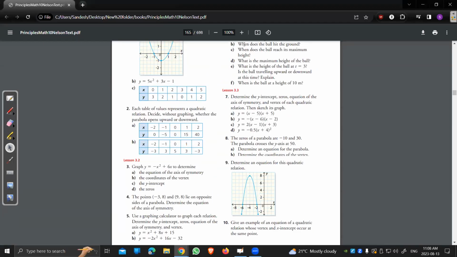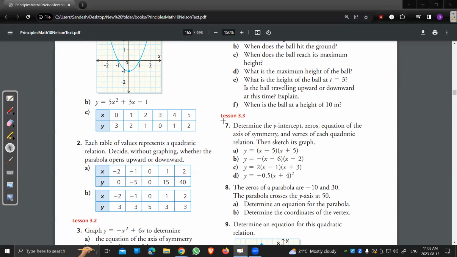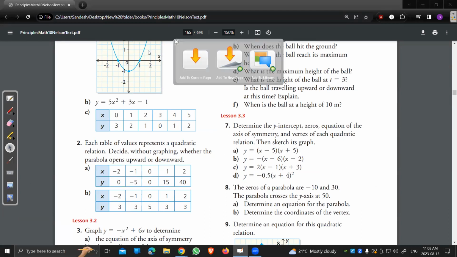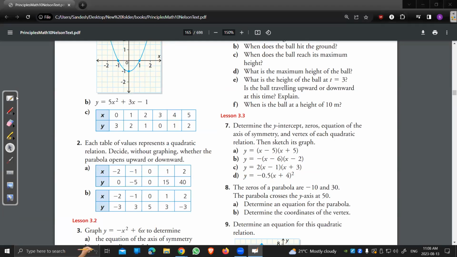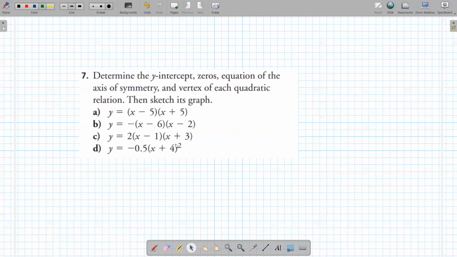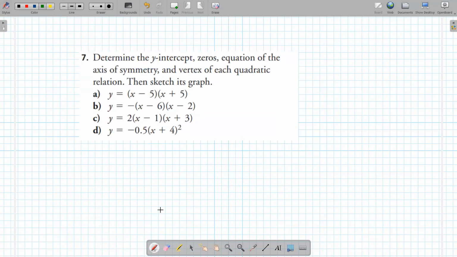Right, so let's get this started. We stopped on this question yesterday. We can just quickly review this. Which form of a quadratic are these equations in?